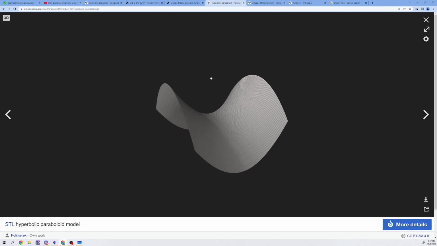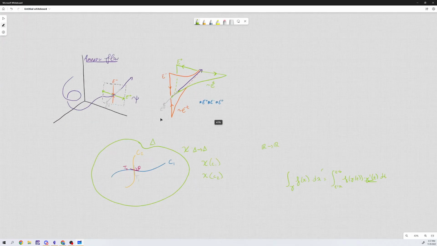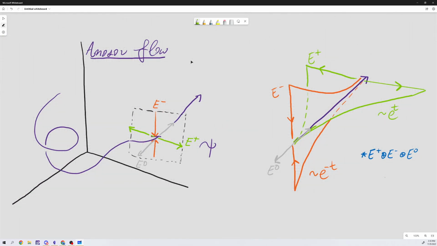Okay, so I'm going to jump gears. This is going to be a bit of a disjoint subject. I want to talk about this idea of an Anosov flow. So you are all familiar with flows in general.